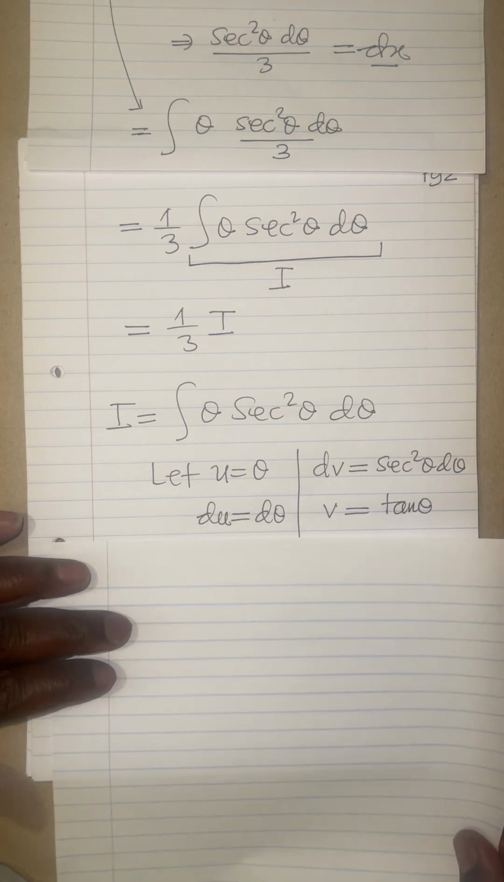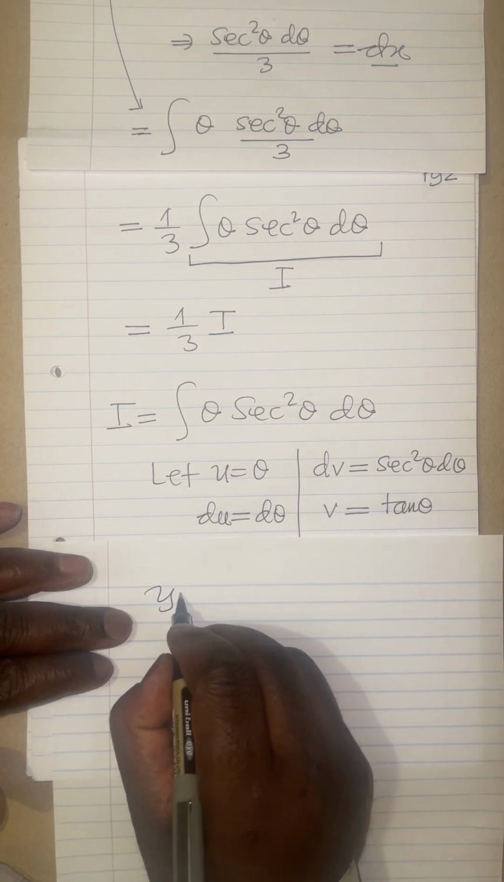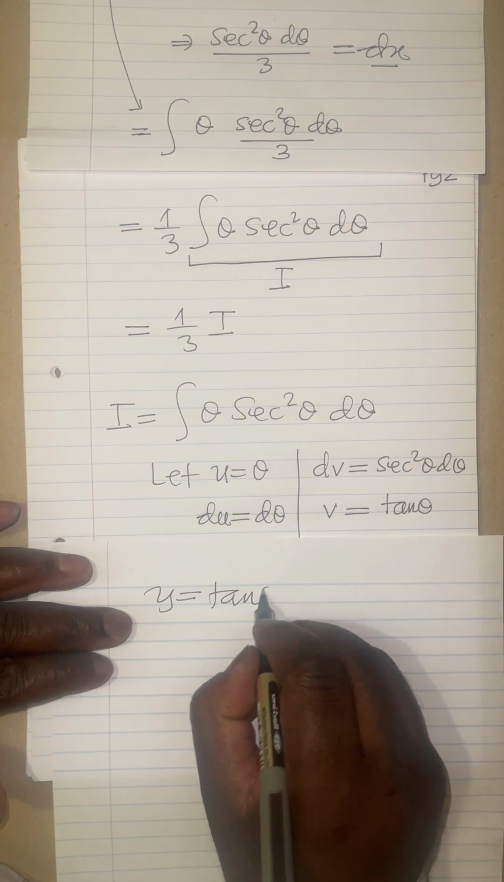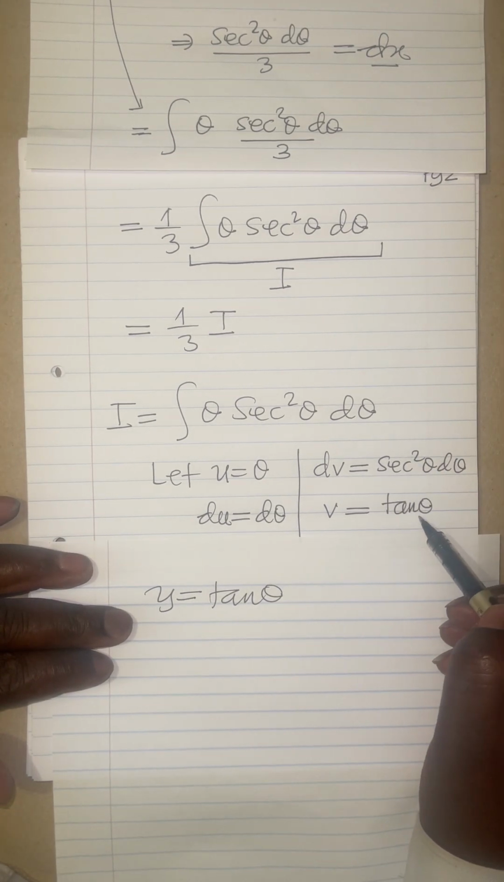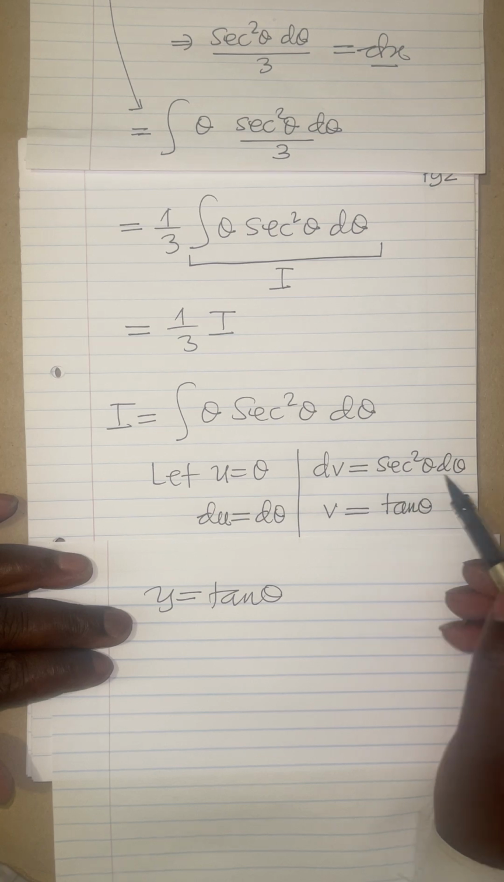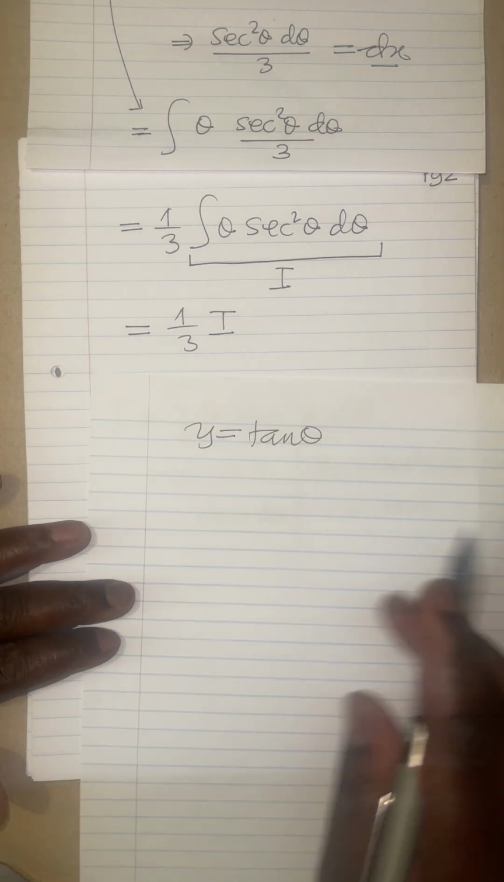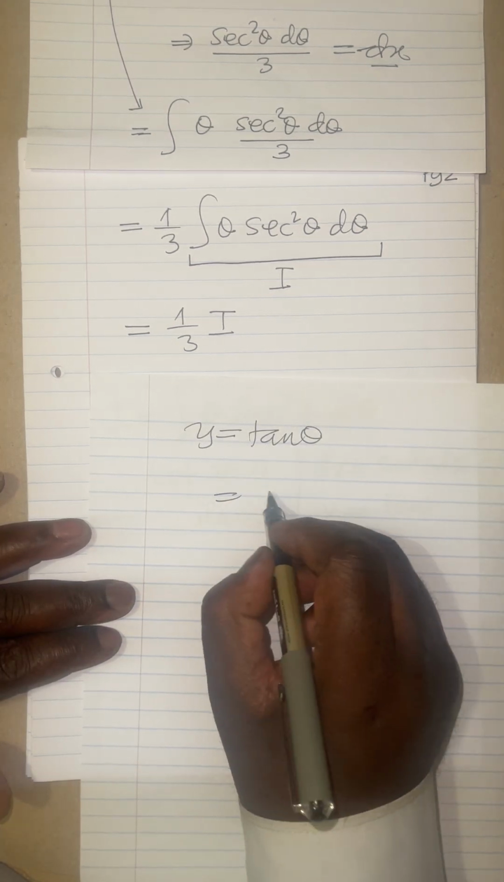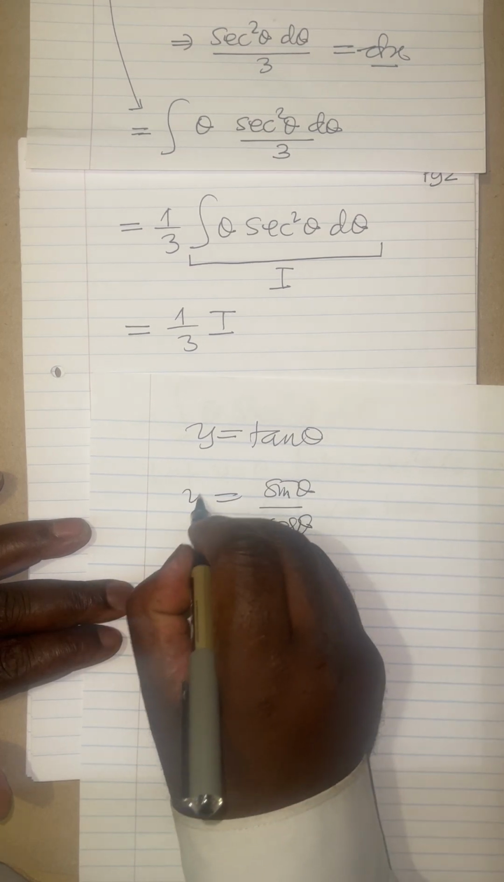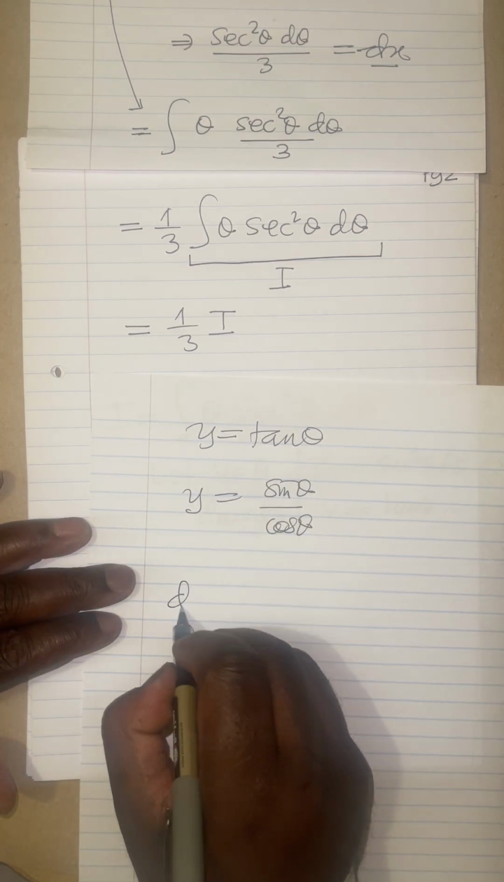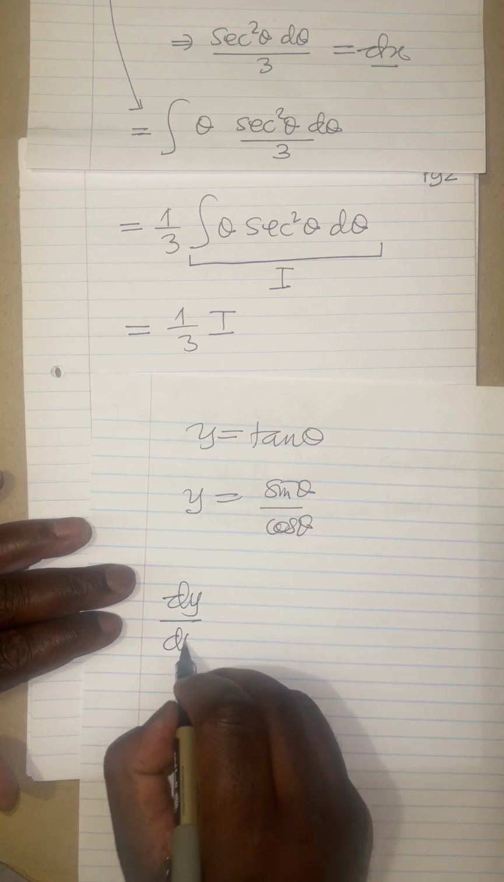So we are saying basically, suppose we have y equals tan theta. I am saying because the integral of this is tan theta, when we differentiate tan theta, we must get sec squared theta. All right, so what is this? This is sine theta over cos theta. We're saying y equals that. Let us differentiate it. What is dy d theta?